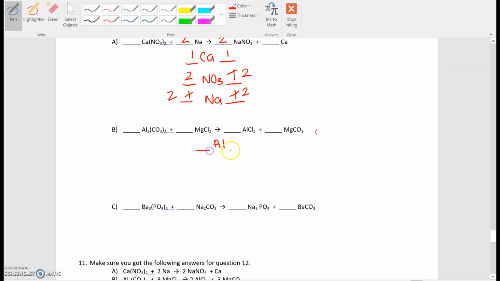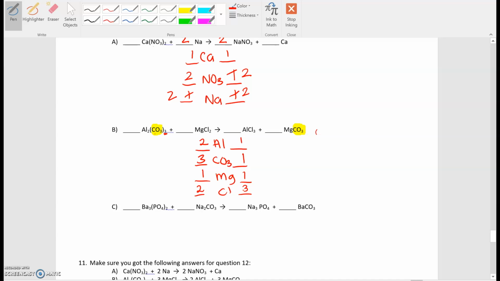So I have aluminum, and then I have carbonate on both sides, this CO3 ion. I have magnesium, and I have chlorine. I have 2 aluminums on the reactant side, 1 on the product side. I have 3 CO3s on the reactant side, and just 1 on the product side. 1 magnesium, 1 magnesium, 2 chlorines, 3 chlorines.